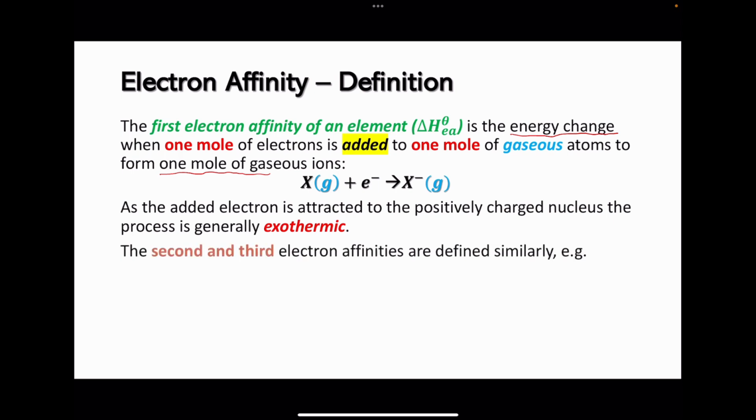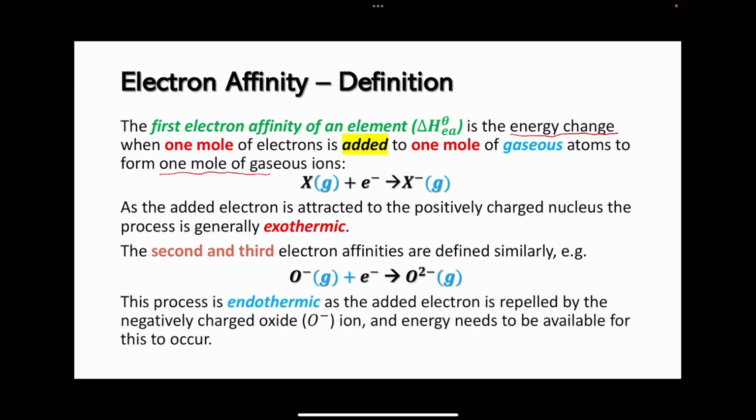However, the second and third electron affinities are defined similarly, but because the added electron is repelled by the negatively charged ion straight away, in this case the oxide ion, that process will be endothermic because energy is needed for this process to occur. In summary, first electron affinity is usually exothermic, and second and third are usually endothermic.